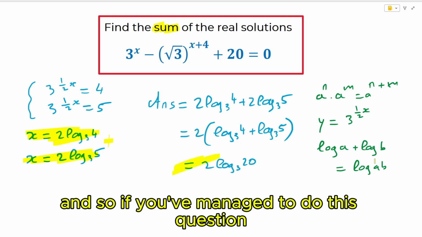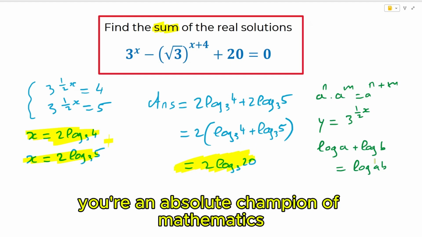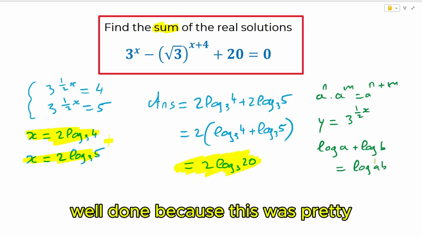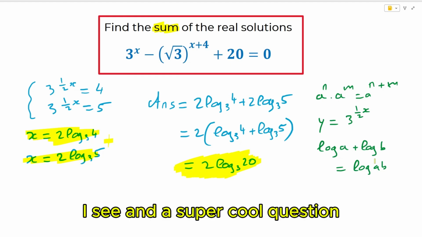And so if you've managed to do this question, you're an absolute champion of mathematics. Well done, because this was pretty dicey and a super cool question.